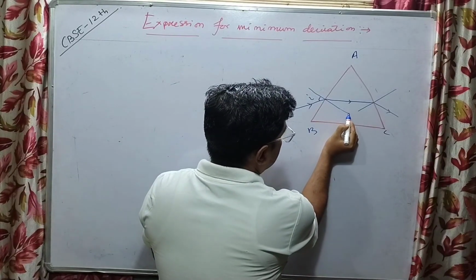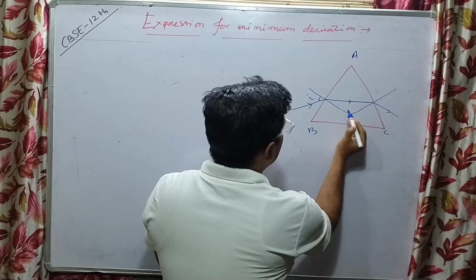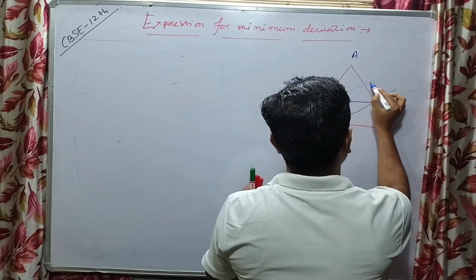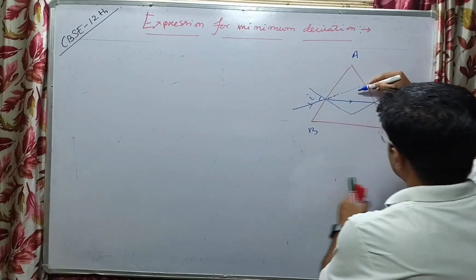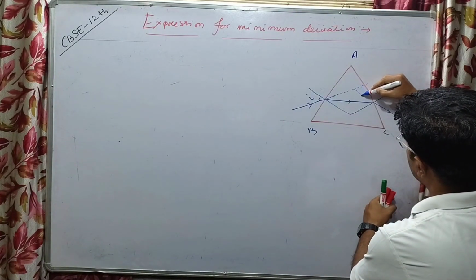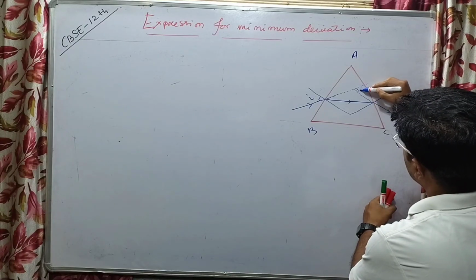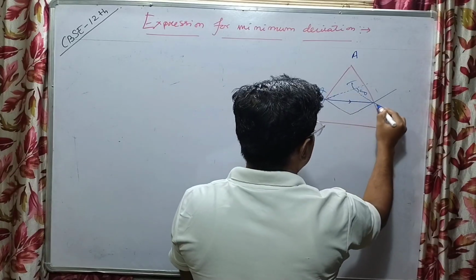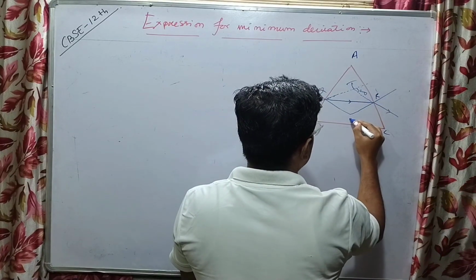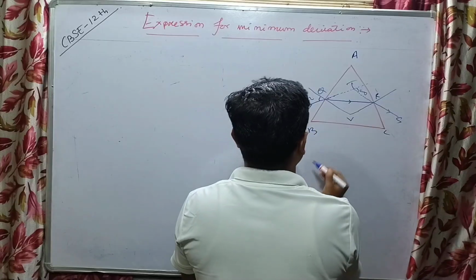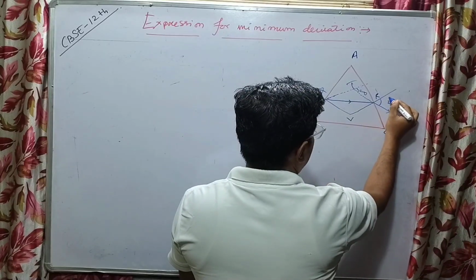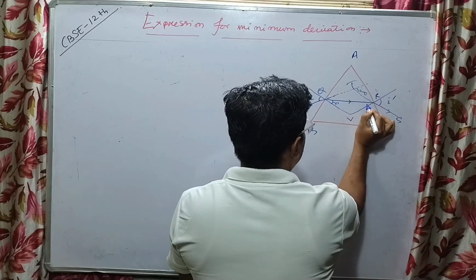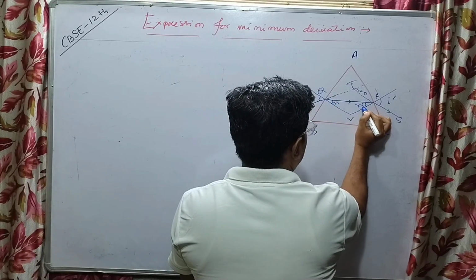Now, completing this figure, I will obtain the angle of deviation. This is the angle of deviation. This is the emergent angle I dash, and this is the angle of refraction, and this is also an angle of refraction.